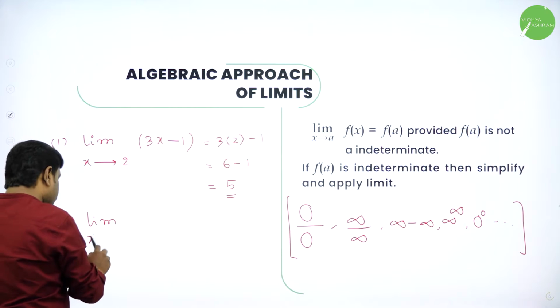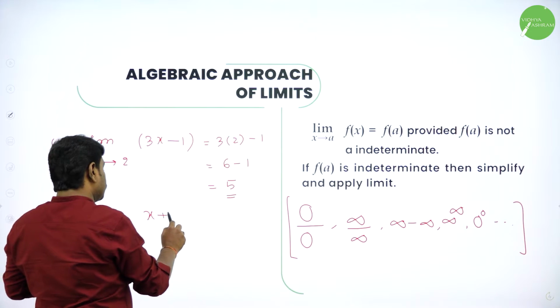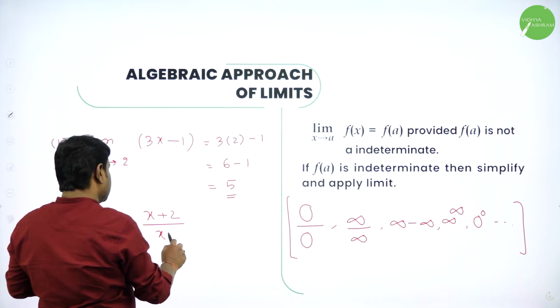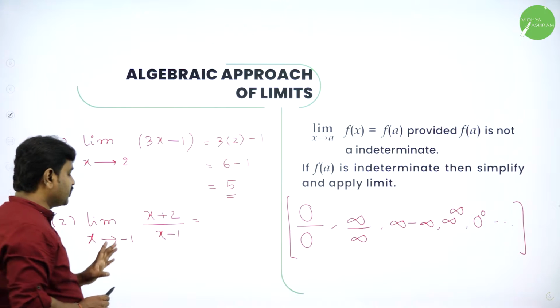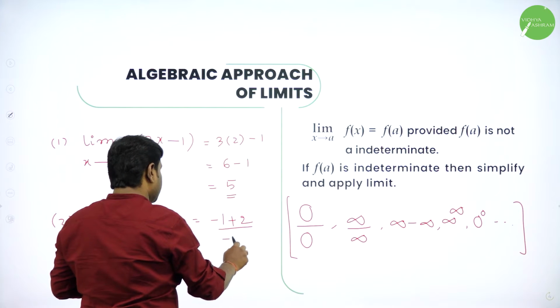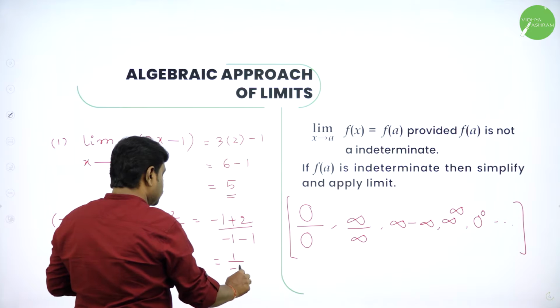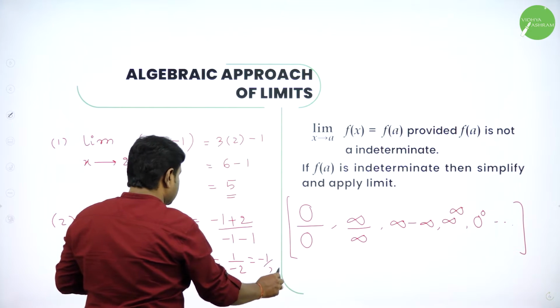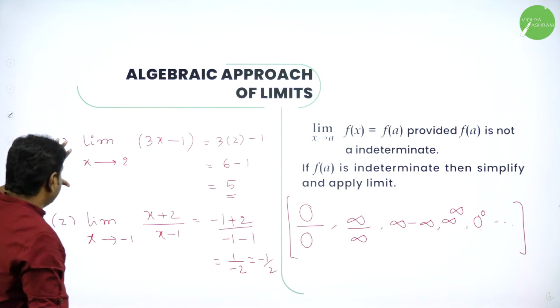Limit x tends to minus 1 of (x plus 2) divided by (x minus 1). What is meant by limit x tends to minus 1? In the place of x, put minus 1. So minus 1 plus 2 divided by minus 1 minus 1. Minus 1 plus 2 is 1, divided by minus 2. So you will get minus 1 by 2. Yes, this is also a unique value. It is L. So two problems I demonstrated.